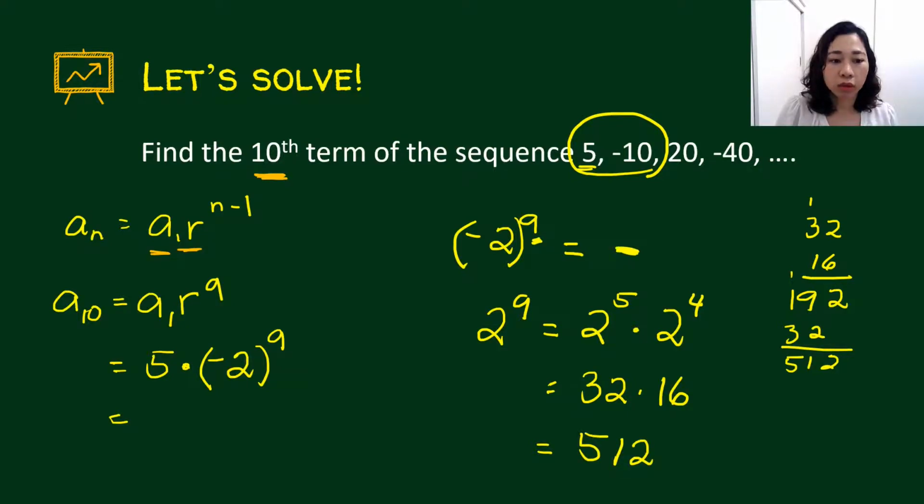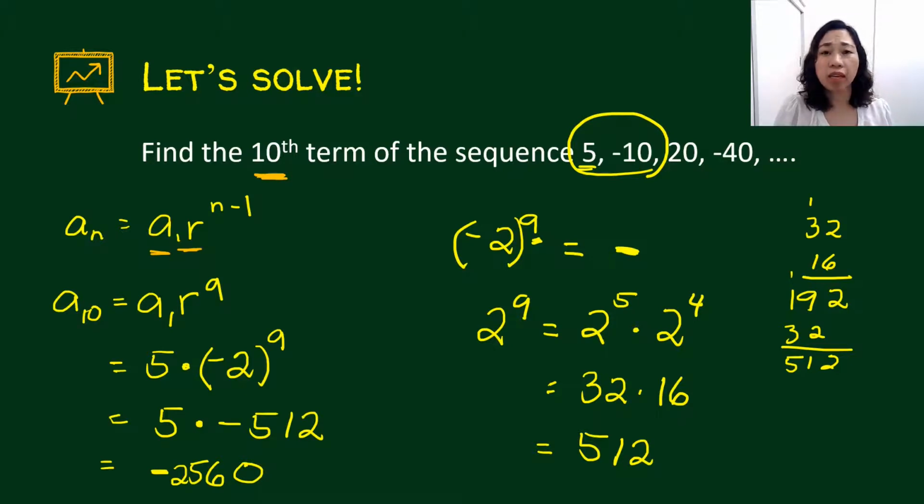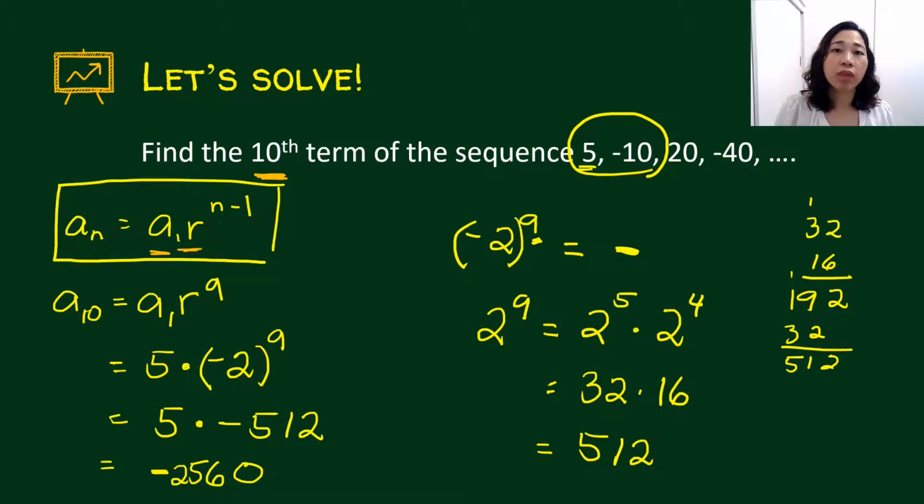So therefore, this is 5 times negative 512. So what's the answer? 5 times negative 512 is negative 2,560. Understand? So again, what happened here is that we simply used this formula and we plugged in our values for a sub 1 and r.